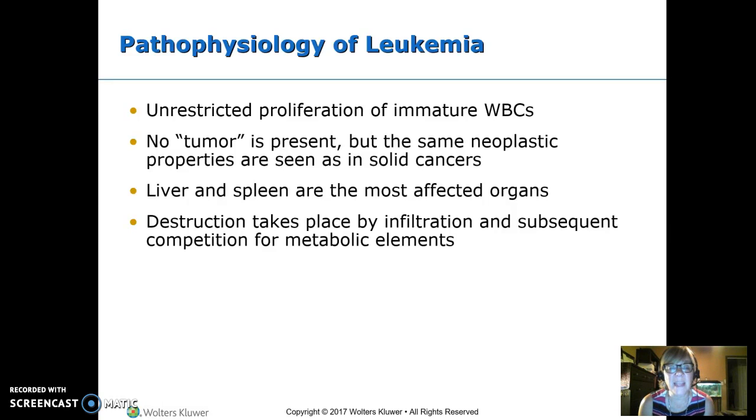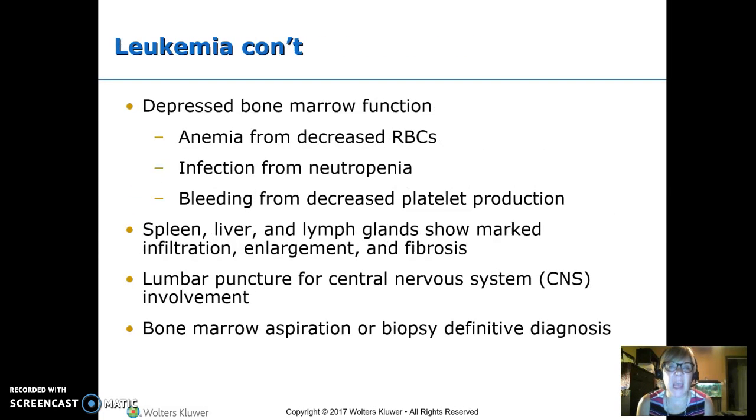Because of that, they use up all of the metabolic elements. Everything that the bone marrow needs to produce cells is getting used up to make these immature white cells, but the immature white cells don't work. So we get this depressed bone marrow function. They're not making red cells, so they're going to have anemia. They're not making white cells, so they've got neutropenia and risk for infection. And they're not making platelets, so they're at risk for bleeding.